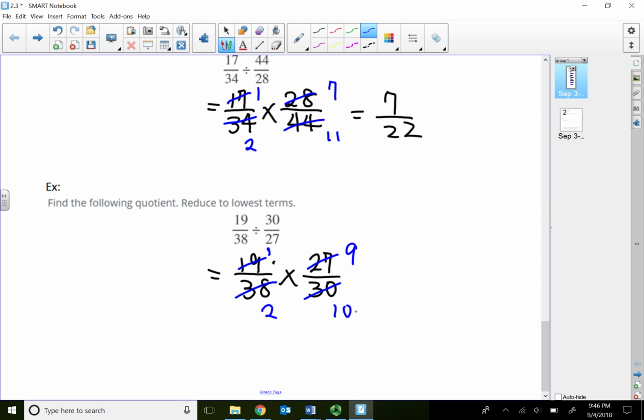So 9 and 10, consecutive numbers. I forgot to mention before: consecutive numbers, top and bottom, can never be reduced. Not like 9 and 10, or 7 over 8, or 8 over 7, or 10 over 7. None can be reduced. Consecutive numbers cannot be reduced, top and bottom. So now 1 times 9 is 9, over 2 times 10 is 20.